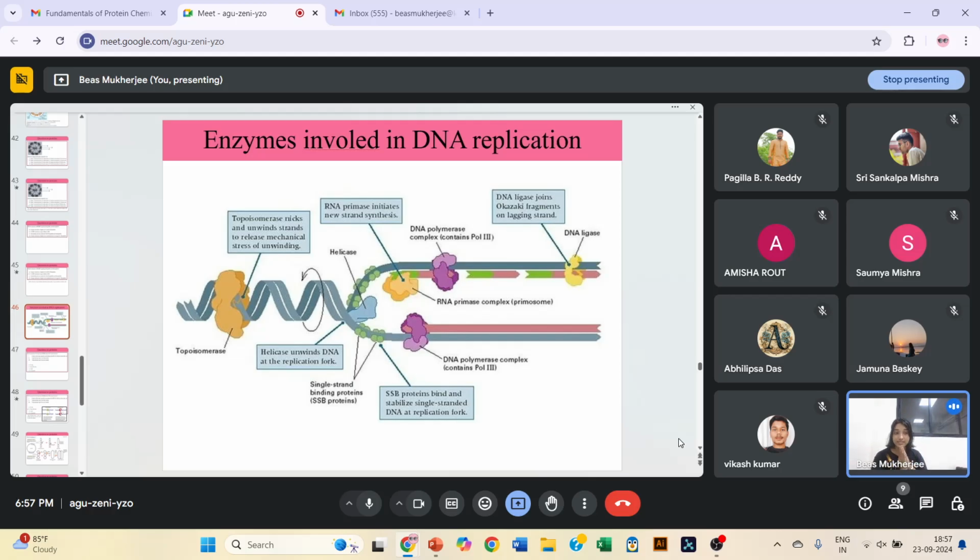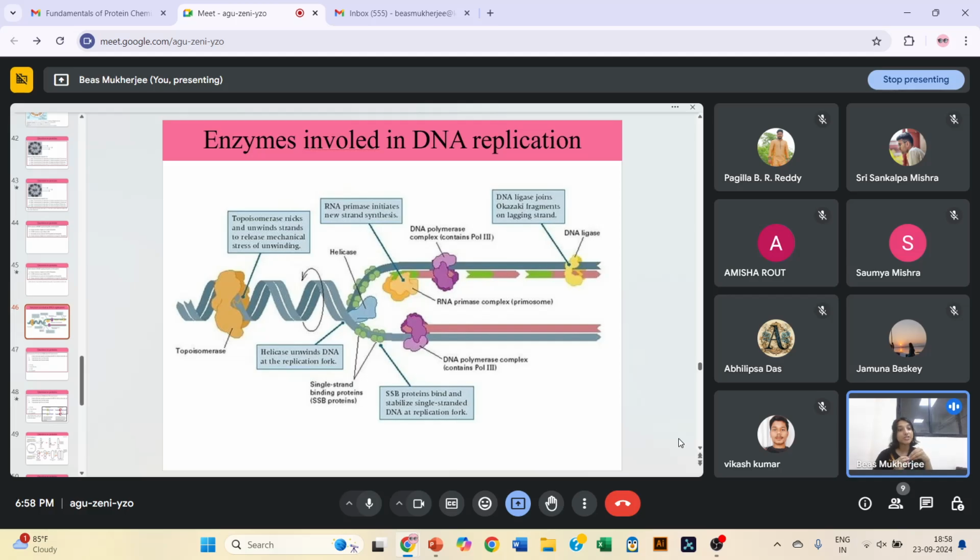Topoisomerase is a very important enzyme, and a very surprising enzyme, because in nature this actually makes cuts in the DNA. There are two types of topoisomerases. One is topoisomerase 1, which makes single-stranded cuts. Topoisomerase 2 makes cuts in both the strands of DNA. And what happens is it unwinds the DNA and it joins again. So it cuts and joins both, right? It has both the activities of cutting as well as joining. And that is why it is very, very special in nature.